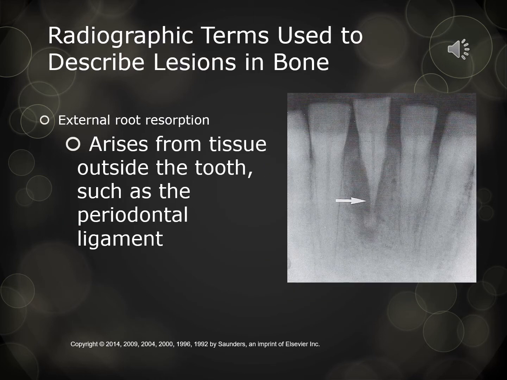External root resorption arises from tissue outside the tooth, such as the periodontal ligament. You can see the radiolucency, and you can see the cementum and the depletion of it in this x-ray where the arrow points to.